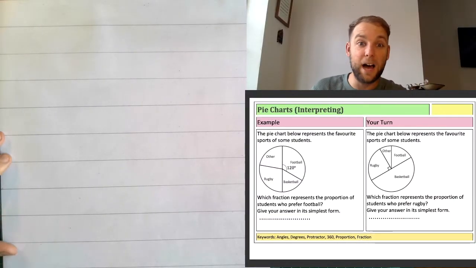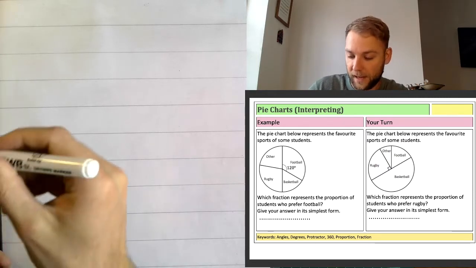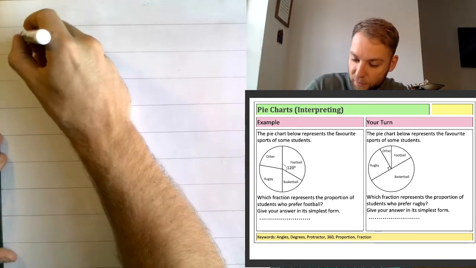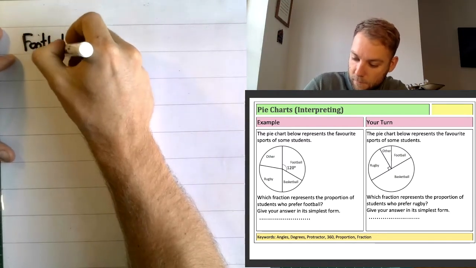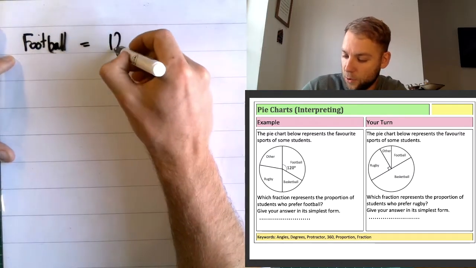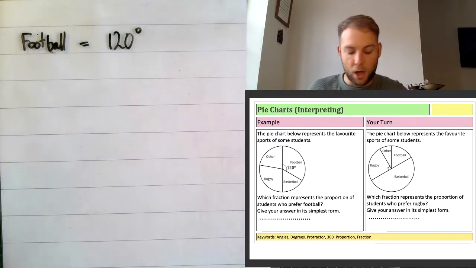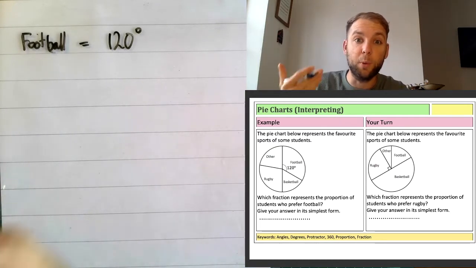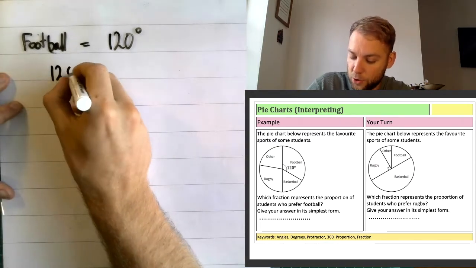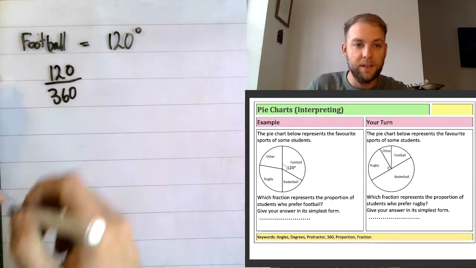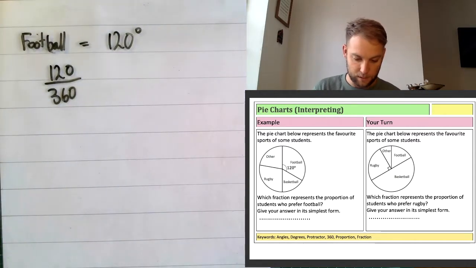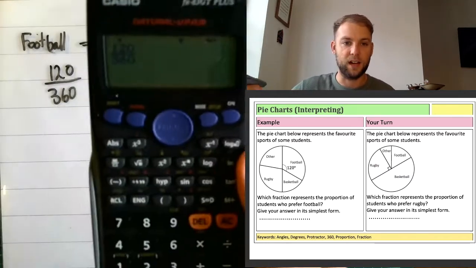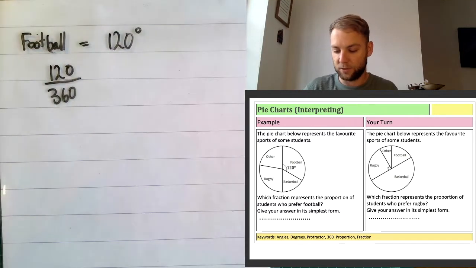So we can see that in our pie chart, the angle for football is equal to 120 degrees. Now, because it's a full turn, if I want to write the proportion of that, that's going to be equal to 120 out of 360. If you want to simplify this and it was on a calculator, we'd literally just put 120 over 360 into our calculator, press equals, and it'll give me a third.